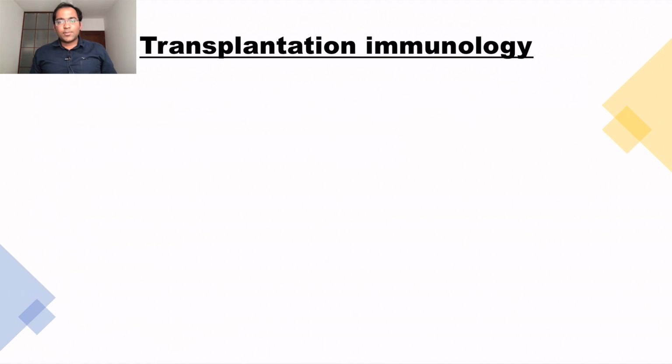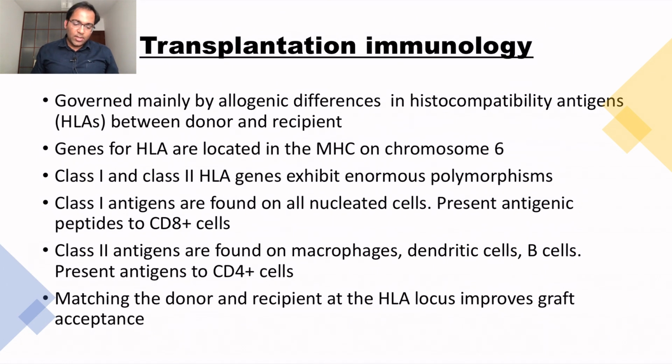So let's talk about transplantation immunology. In transplantation, we need to know about HLAs. HLA stands for human leukocyte antigens, and I have made a separate video about this called adaptive immunity. If you haven't seen it, I would urge you to see it because I've briefly explained it there. Basically, the genes for HLA are located on chromosome number 6. Now HLA and MHC are almost the same thing.